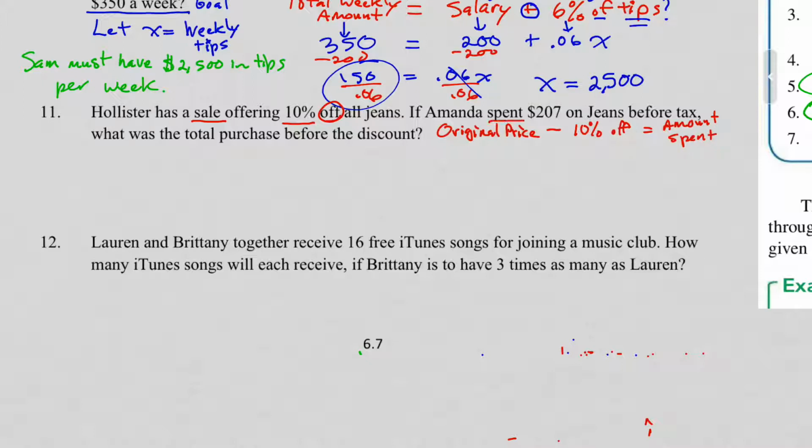And we have that right there. Okay. So what is the X? Well, we know the amount spent is 207. What we don't know is what the original price is. Okay, so let X equal the original price. And you can see it where the question mark is. What was the total purchase before the discount? That's the original price.